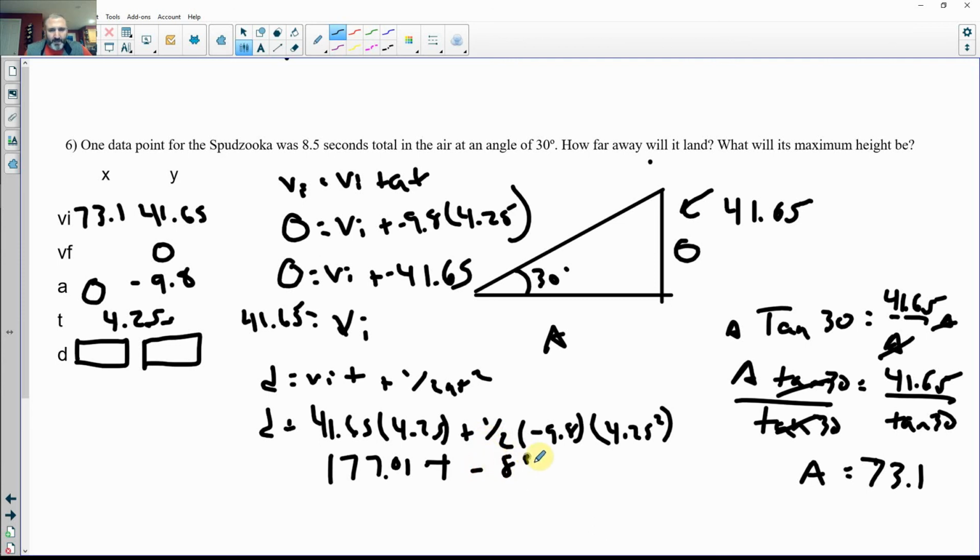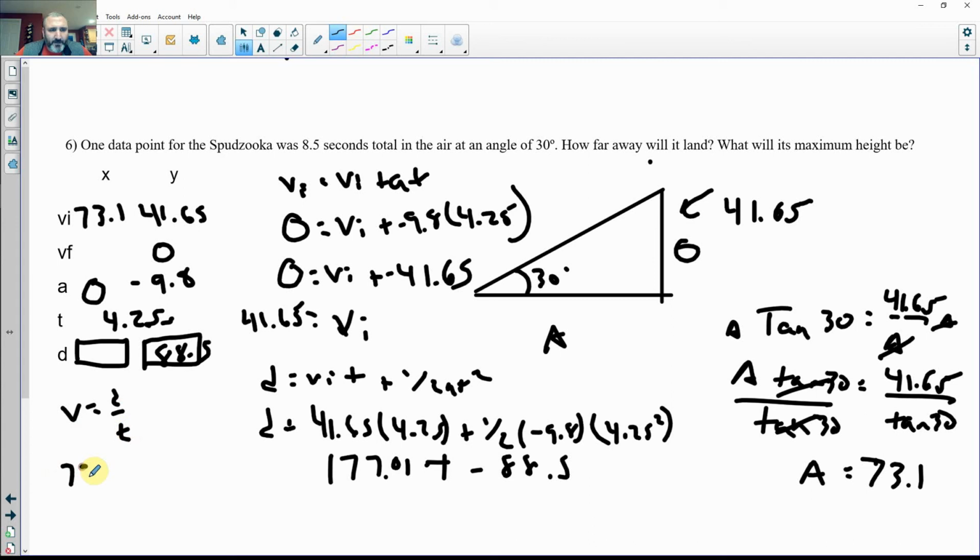minus 88.5. So 177 minus 88.5 should be 88.5 meters high. So that's how high it goes. And then how far does it go? I can do V equals D over T again, V equals D over T for the X.